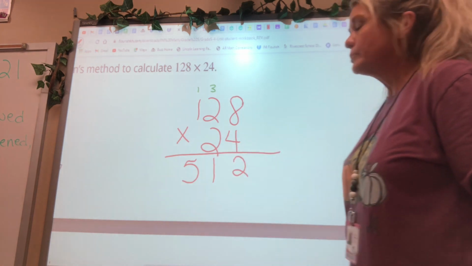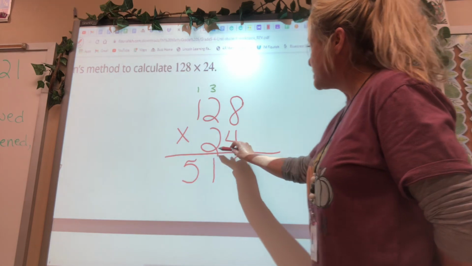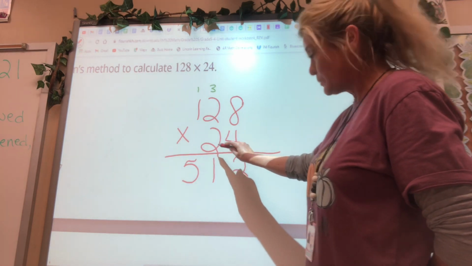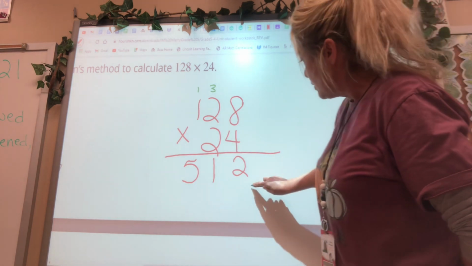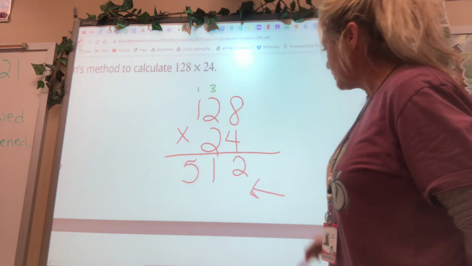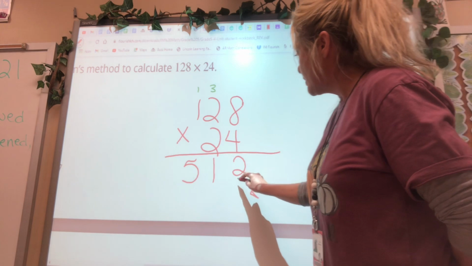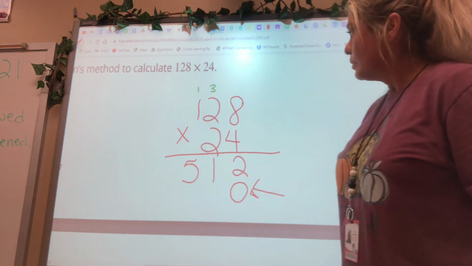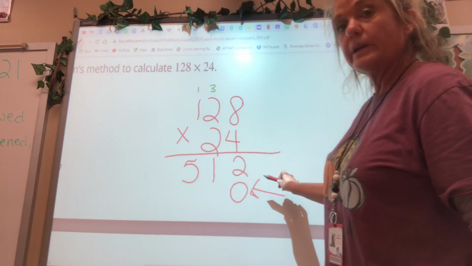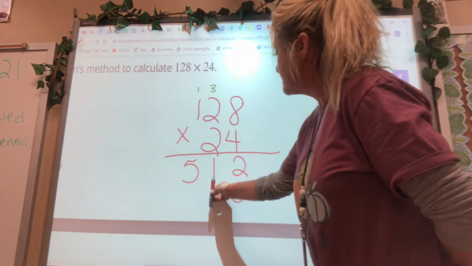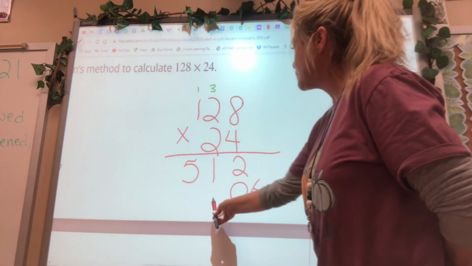So now we'll move to the 2. Remember, the 2 is in the tens place. It's the second digit over, which means it would put us in the second row. We would need a placeholder 0 because if we're working with the second number in the second row, we need to start our math under the second number in the tens place.